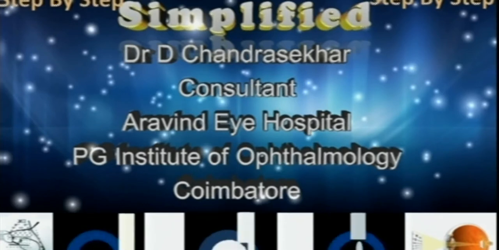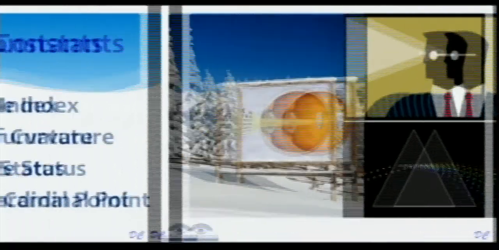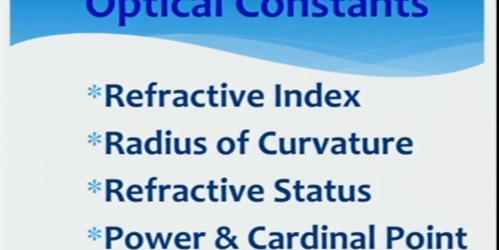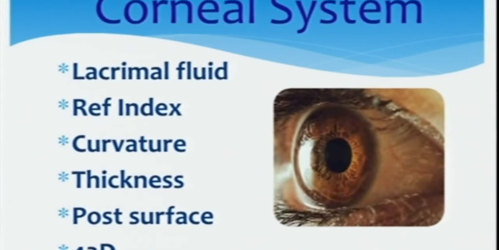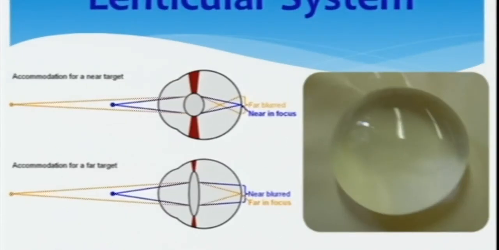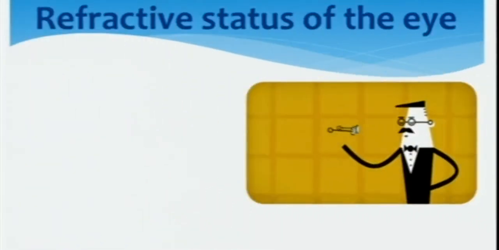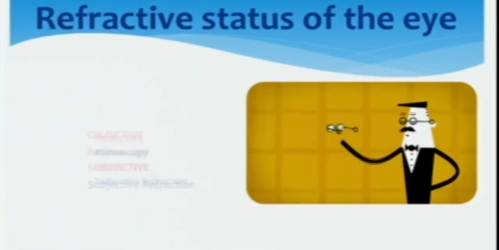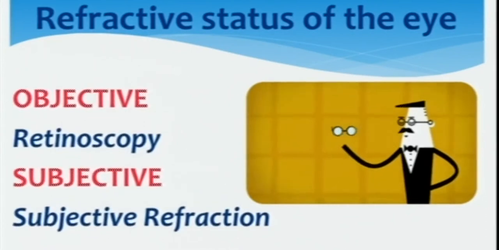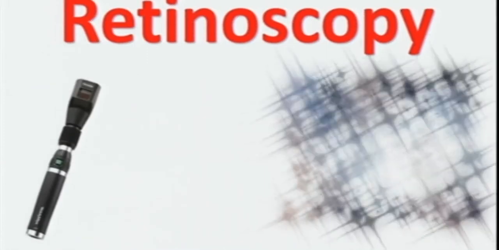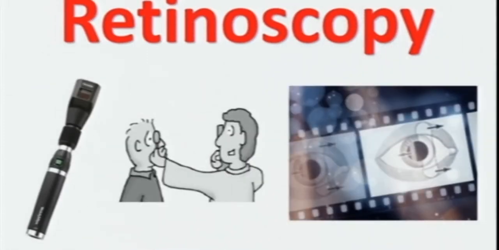This is a short presentation on retinoscopy, which is very important for postgraduates and junior doctors who are not dependent on refractionists. Refraction has many components: radius of curvature, refractive index, refractive status, power and cardinal points. There are two systems, the corneal system with 43 diopters and the lenticular system with 18 diopters, which contribute towards the refractive status. Ultimately, you can determine the refractive status either subjectively or objectively. We initially bother with subjective refraction, but later, to confirm that, we need to do retinoscopy. Even if your AR is good, sometimes only a manual retinoscopy will give you the absolute power.